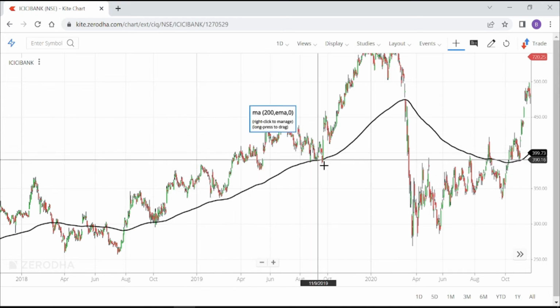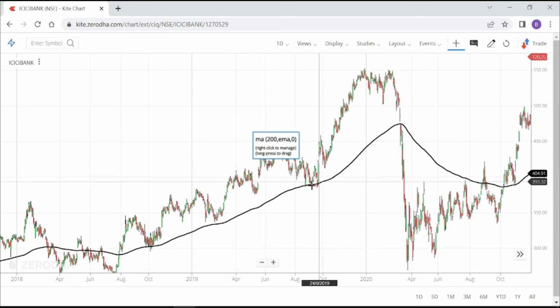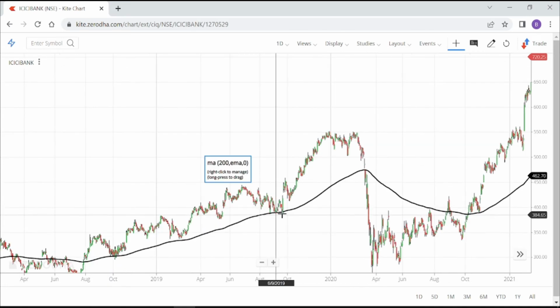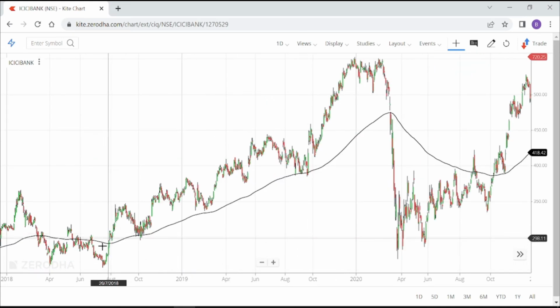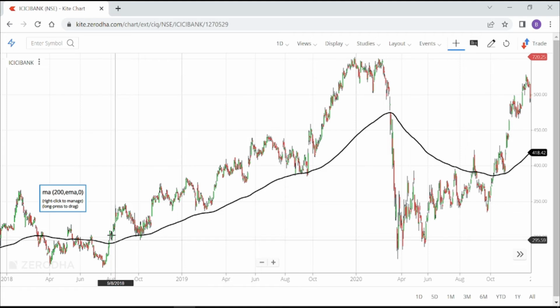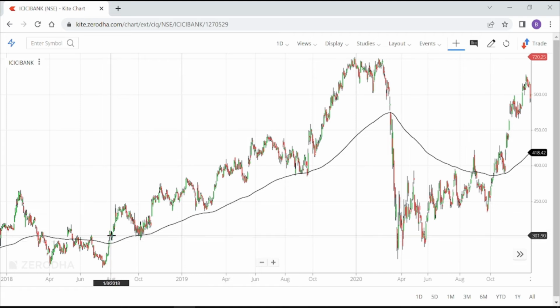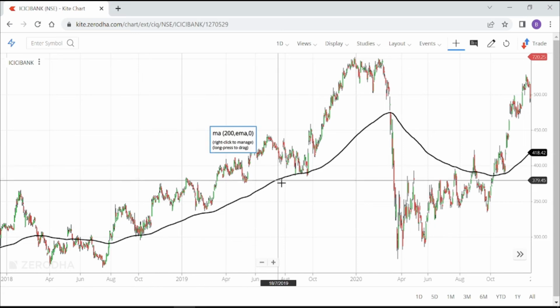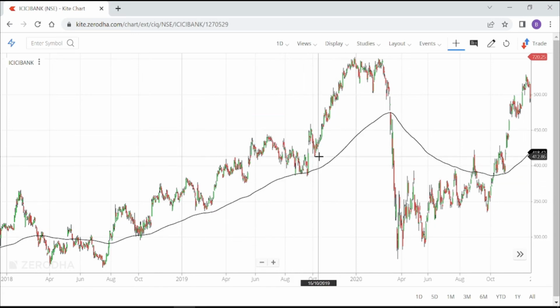And again, there are a couple of times it has reacted exactly at the moving average indicator, the 200 EMA. Since it has crossed the 200 EMA, you have gone for a long. And where is your stop loss, friends? As and when it breaks the 200 EMA, that is your stop loss, that is your exit. So this is how you can plan.